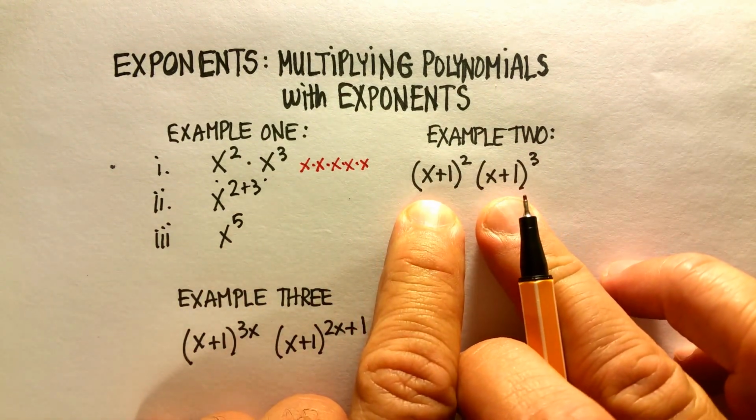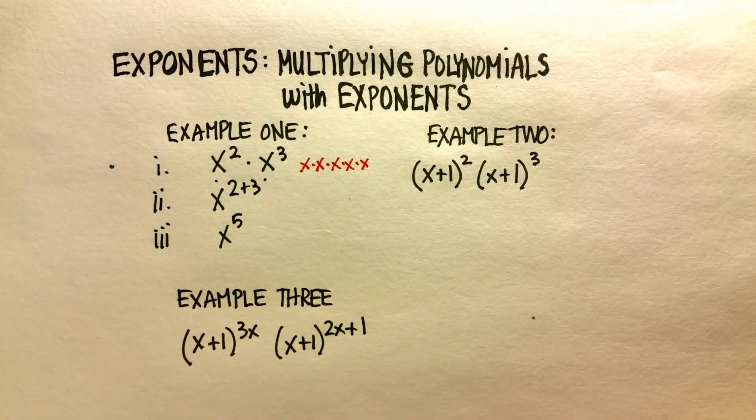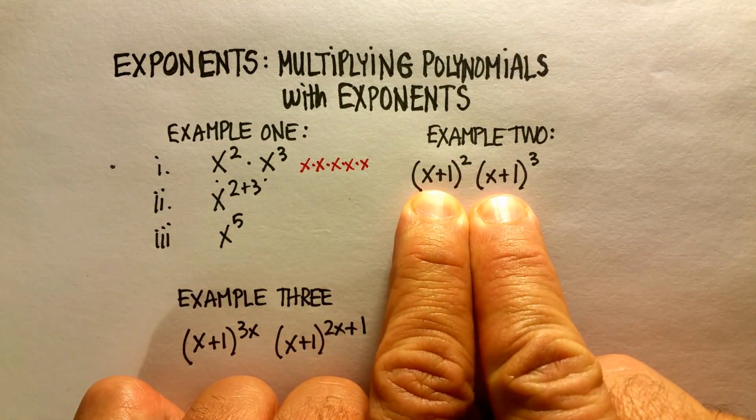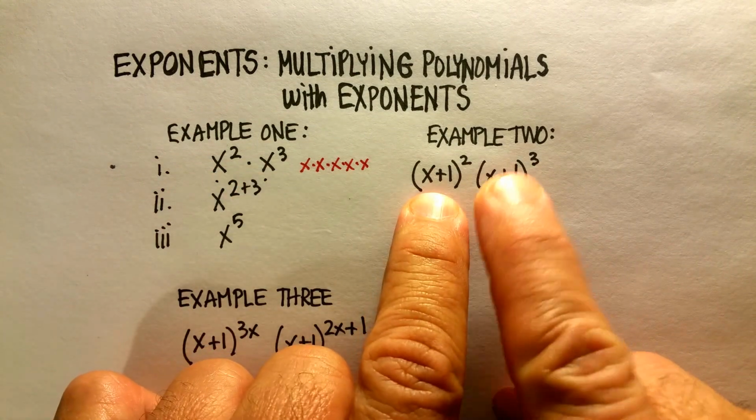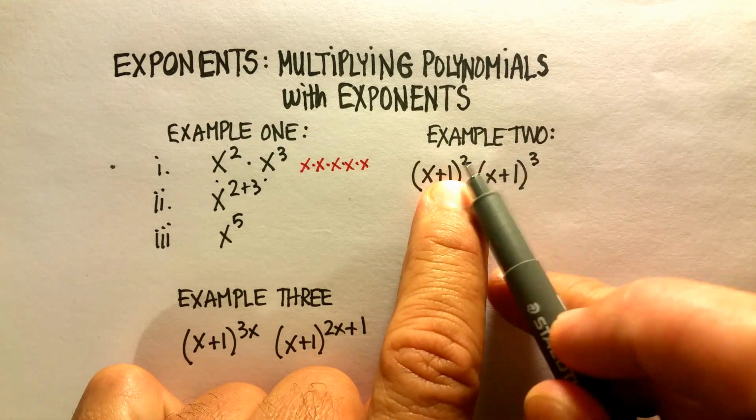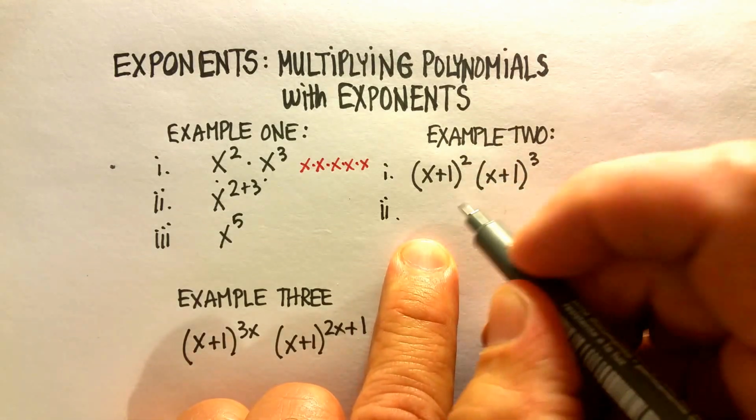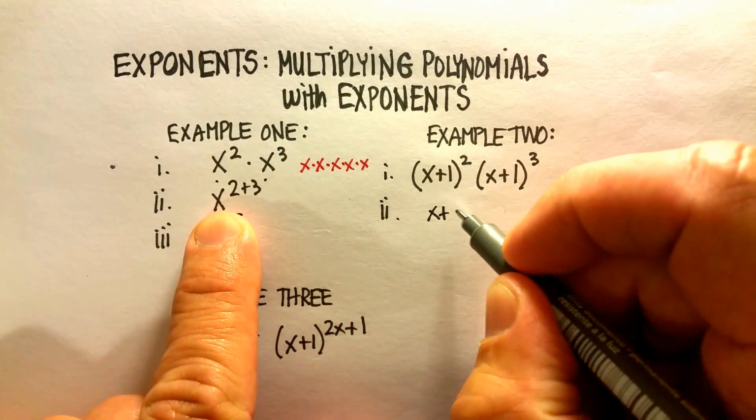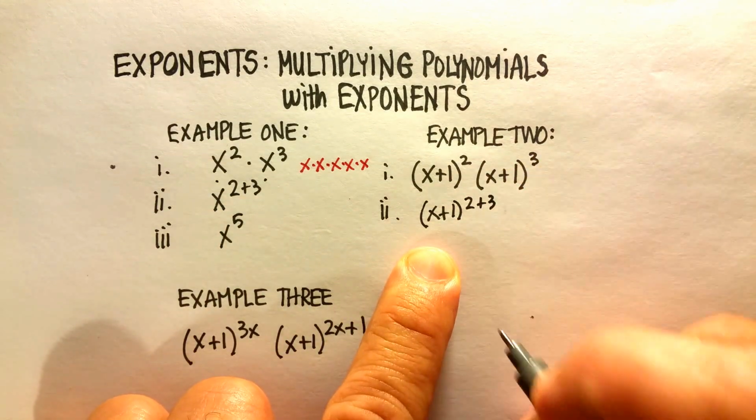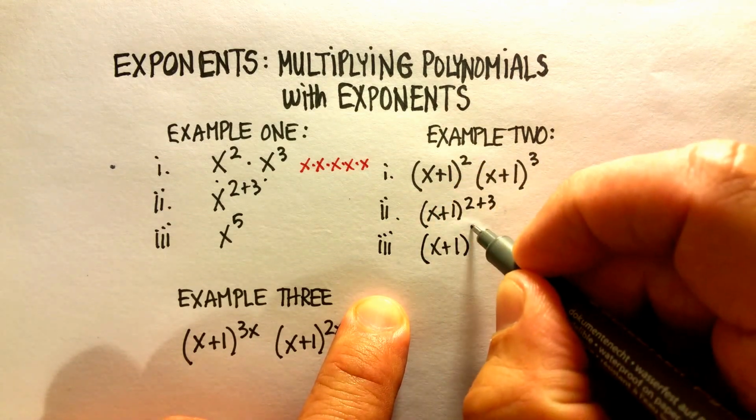How about when the bases are not quite something simple like just an x? What about if they're x plus 1? Well, the rule holds. If the bases are the same, just like x and x here, x plus 1 and x plus 1 are the same base. If they're the same, then you just add the exponents. So let's try that. Since the bases are the same, let's just write it down, just like we did here. And then you add the exponents. And then you would finally get (x+1) to the fifth power.